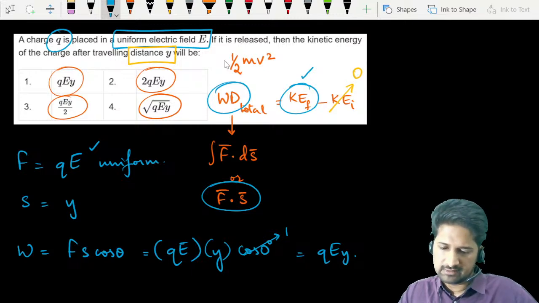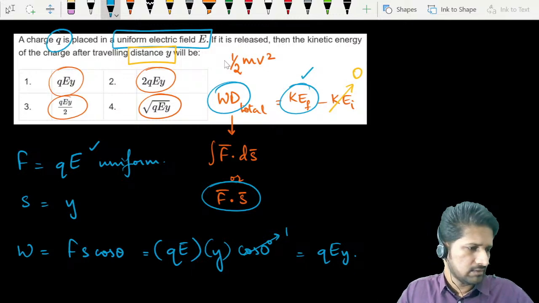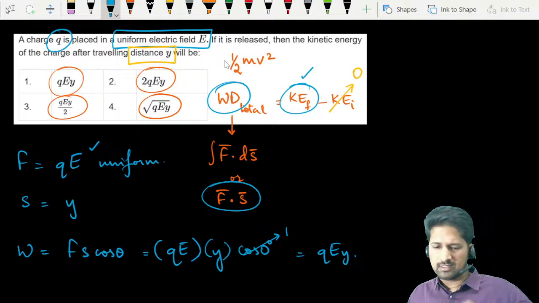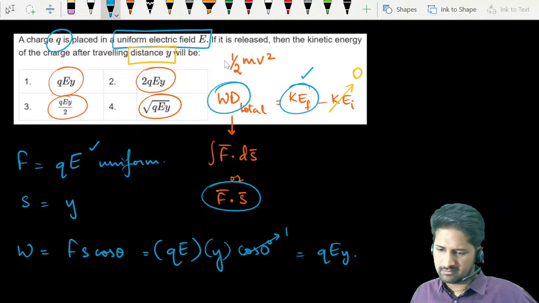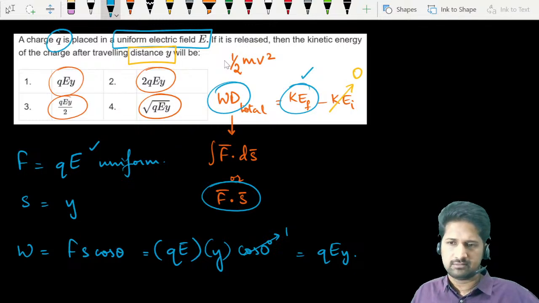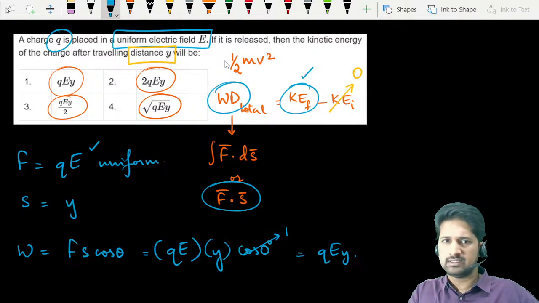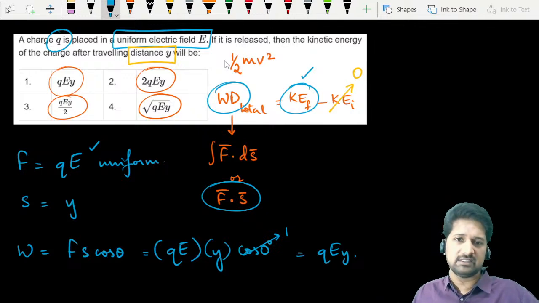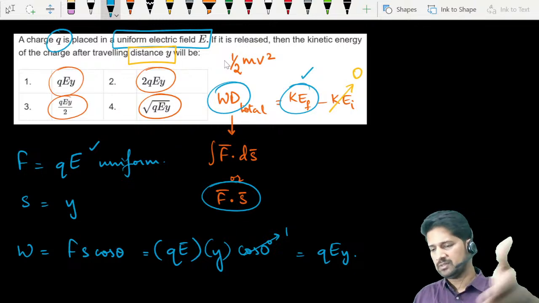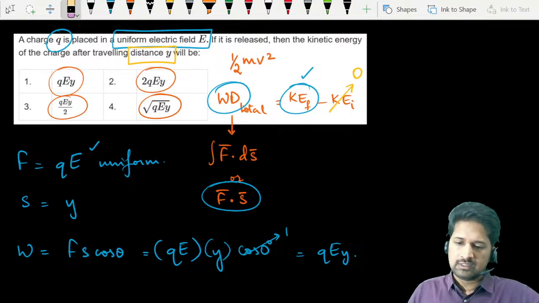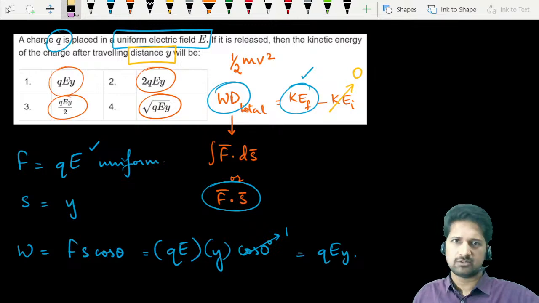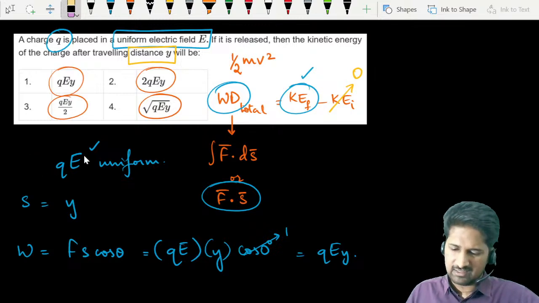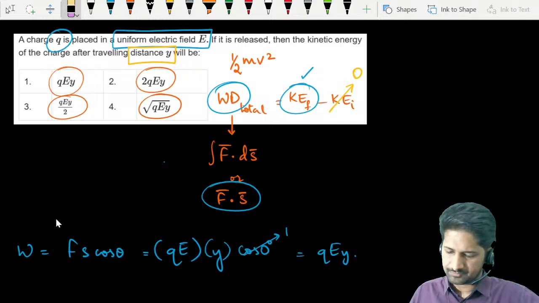Some of you have given answers like the third option, some the fourth option. I would like to know how you got the third or fourth options. But using the work energy theorem, it is clear that this is the easiest approach, if you are comfortable with it. Some of you may have tried using equations of kinematics. Okay, fine, let us discuss it that way also.